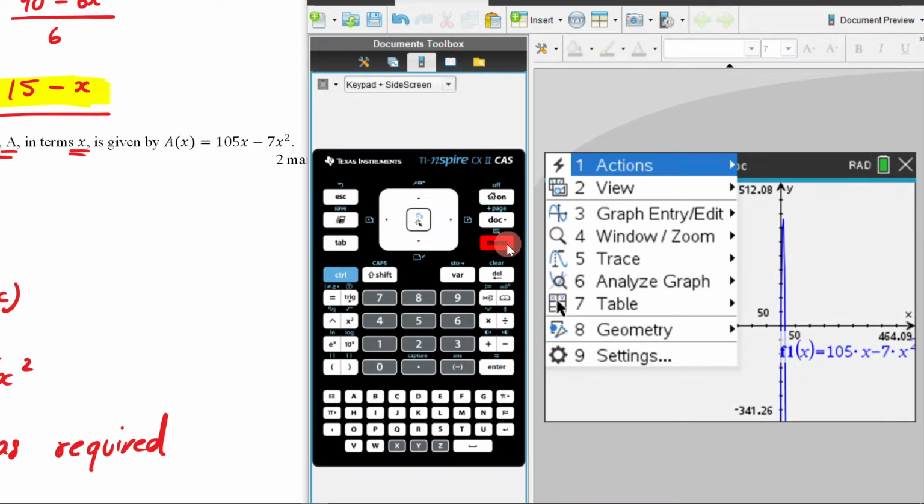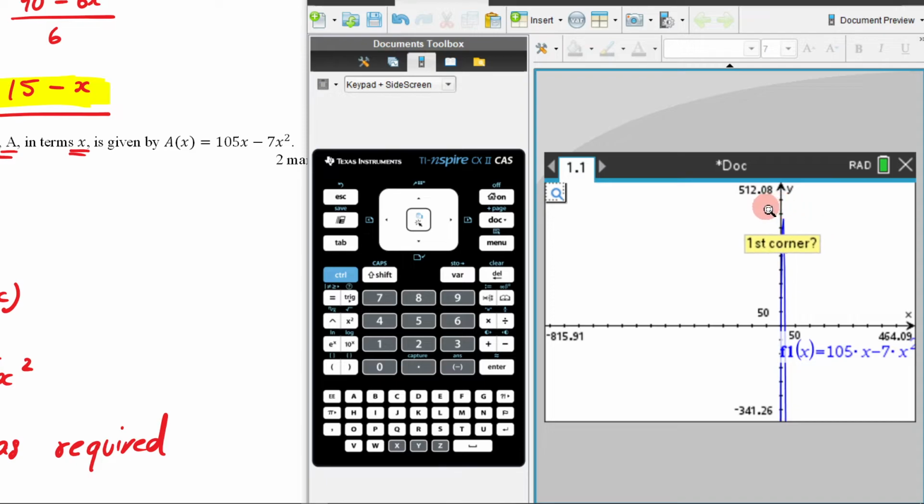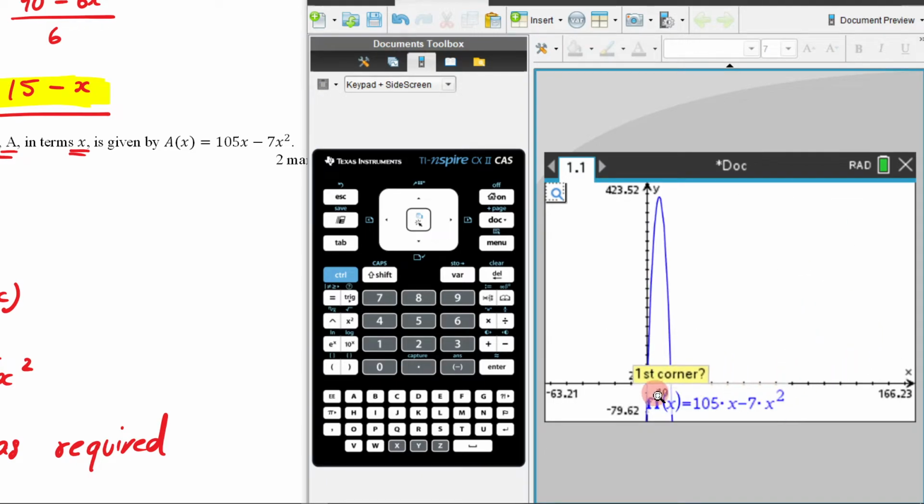And you might say, well, I wanted that to look a bit better. And to do that, we could therefore go Window, Zoom, Zoom Box, and then just put a box around this. And then you can see that a bit nicer there. Let's talk about another way we could do it. So you might be thinking, there's a lot of empty space here. How can we fix that up?